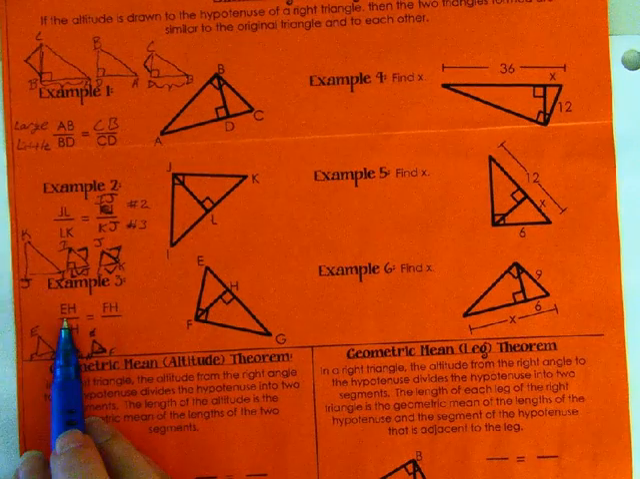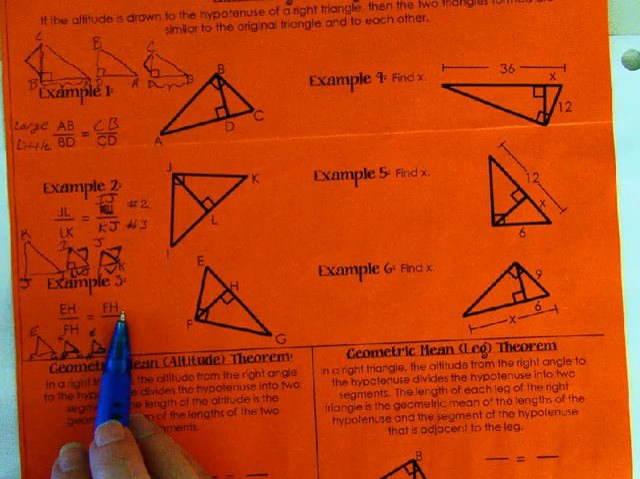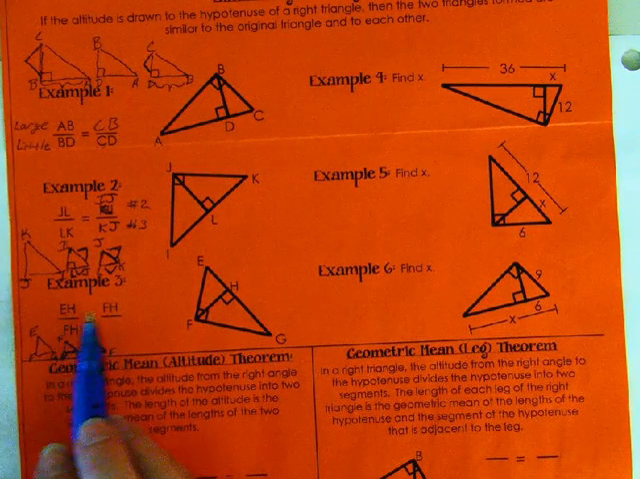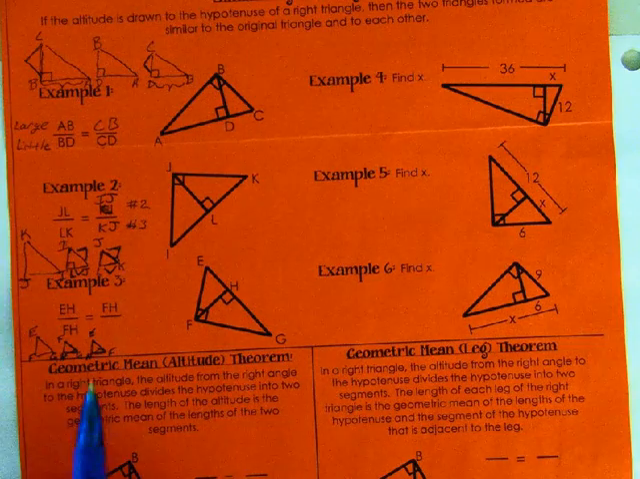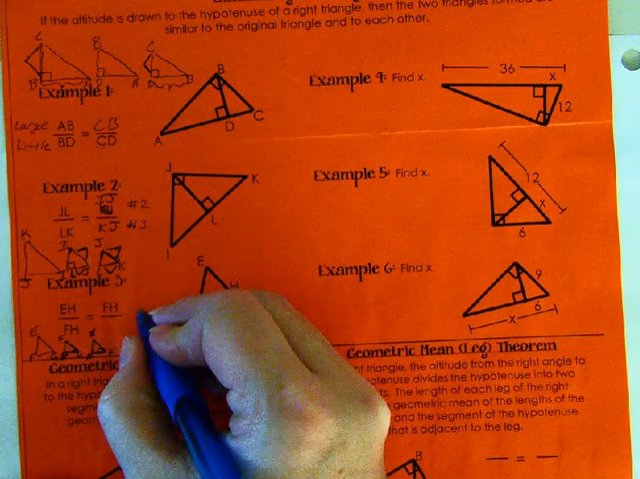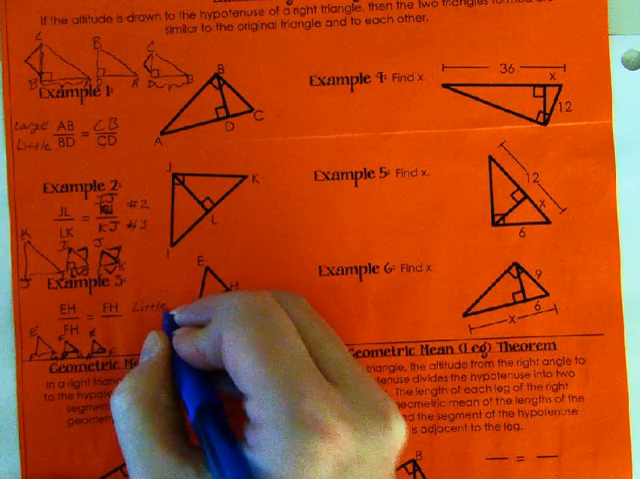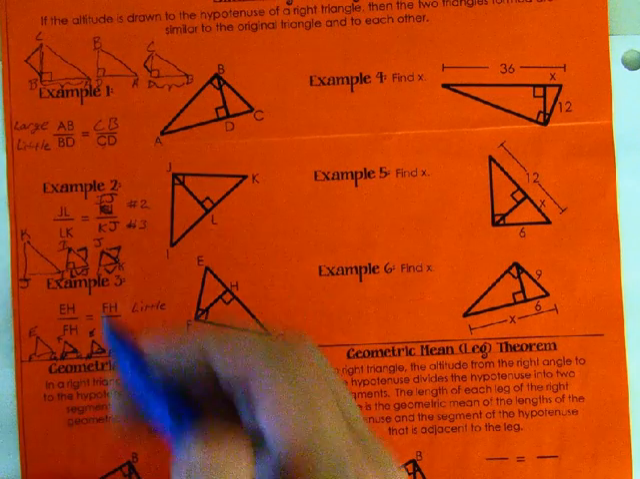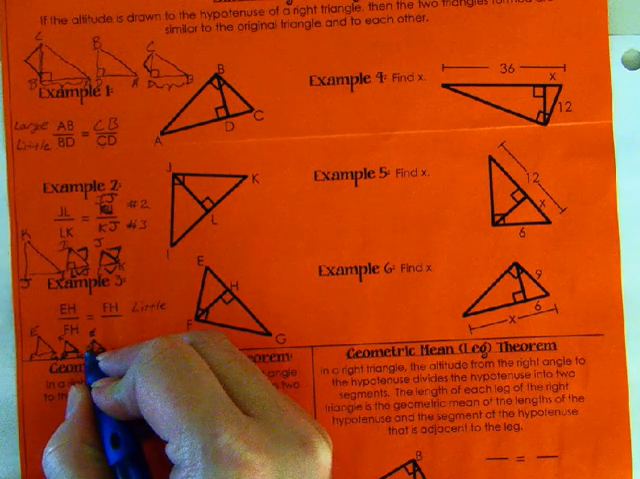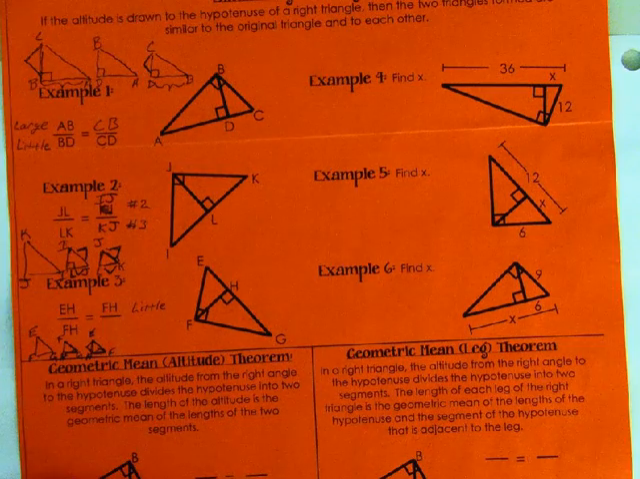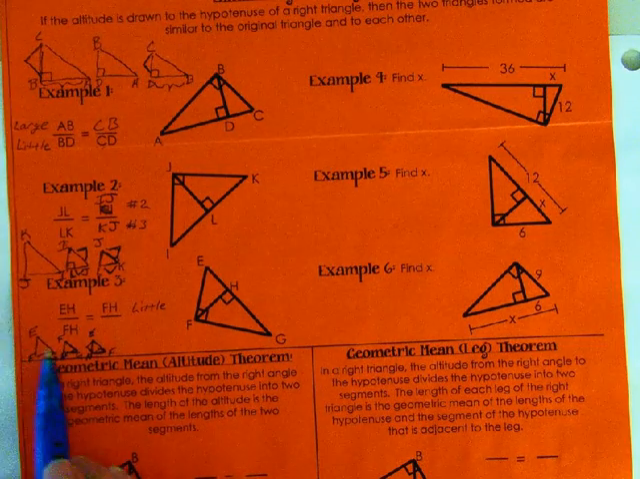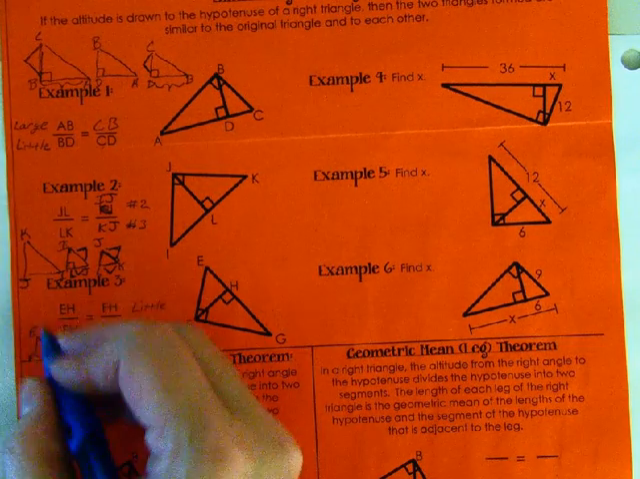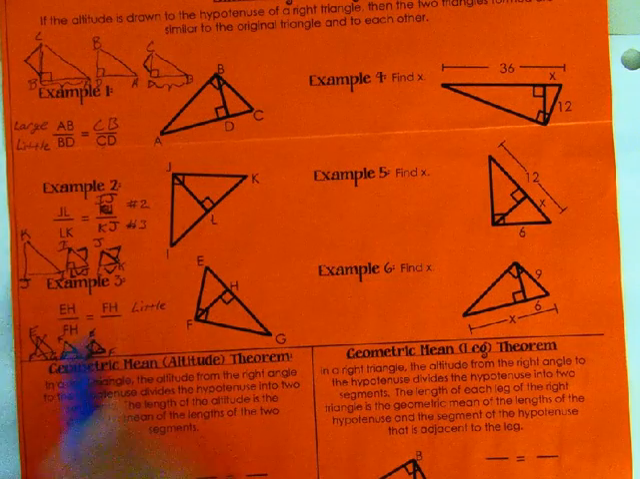Okay, so I'm going to start here. I have EH and FH. What triangle are both of those pieces on? EH and FH is on the little. Okay, so now I'm going to look from EH. EH is my short leg. Now I need to find FH that's also a short leg here. So it's not the big one. It's going to be the middle.